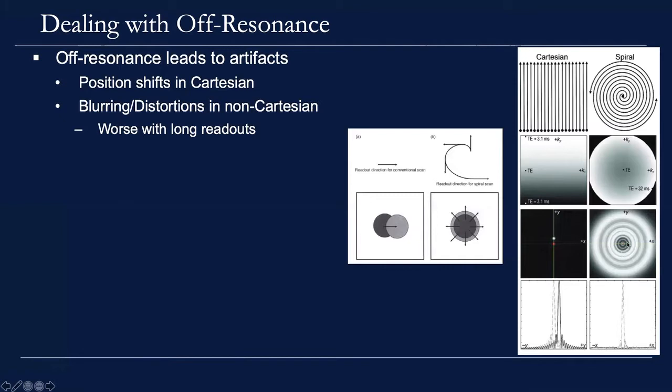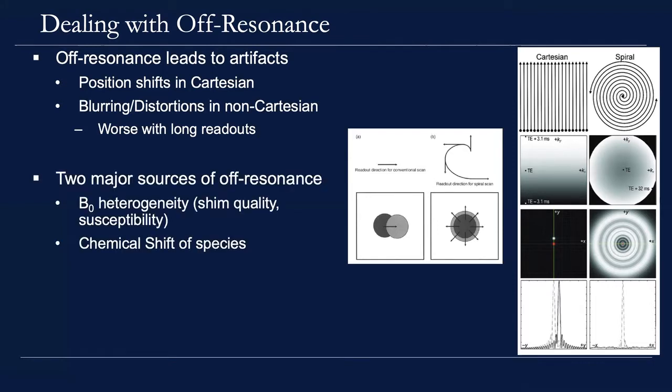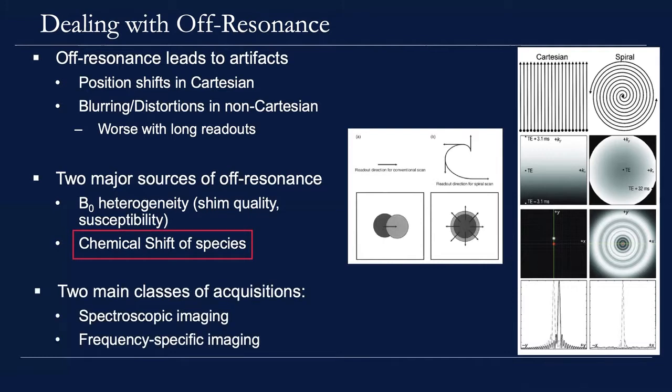Something like a spiral approach, you get a really broad point spread function. You're not able to really localize anymore. So there are two major sources of off resonance. One is from B0 inhomogeneity. The second is from chemical shift. And that's what we're trying to recover or capture, that information.